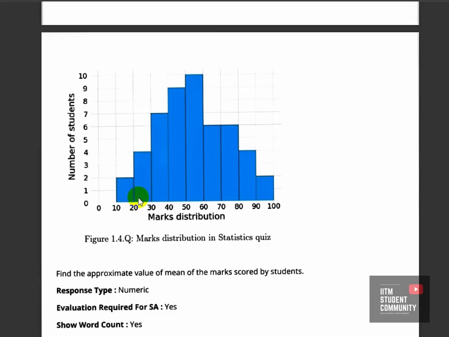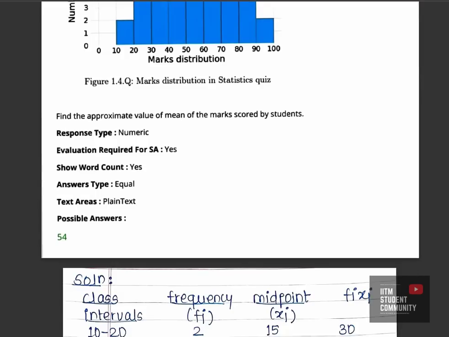And here we have the corresponding frequencies for the class intervals. Like from 10 to 20 we have the frequency to be 2, from 20 to 30 we have the frequency to be 4. So we'll make a table of it. We'll see the solution.